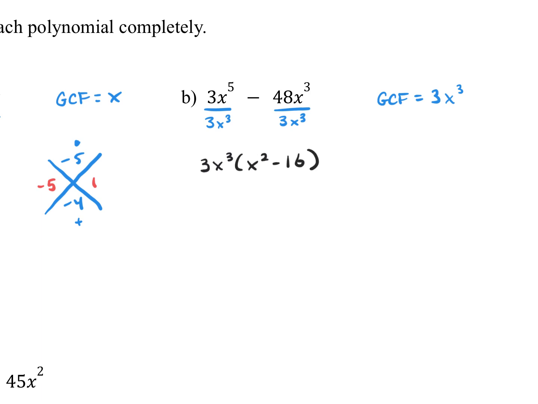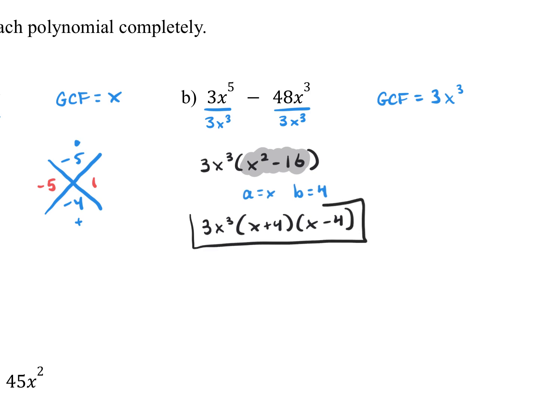And again, I'm going to look and say, can I factor this more? And I notice, okay, it's 2 terms. I'm subtracting. They're both perfect squares. Oh, this is just difference of 2 squares. Where my a value is x, my b value is 4. So I have 3x squared times x plus 4 times x minus 4. And there you go, fully factored.